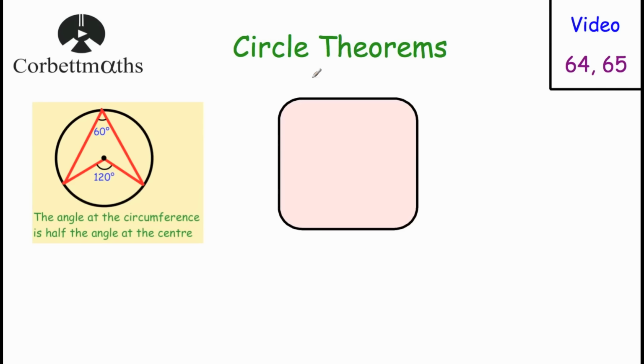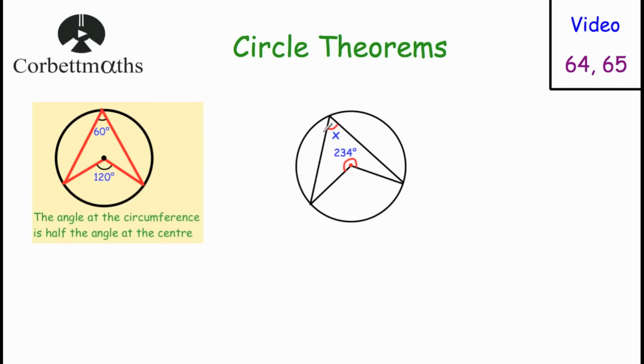Okay, let's have a look at one more question. So here we've got a circle and we've got the angle at the circumference, but we don't actually have the angle at the centre. We've got the angle inside of the shape here. So what we're going to do is take the 234 away from 360 to find the angle at the bottom. It has to be like this, where you've got the angle at the circumference and the angle at the centre. So if we do 360 subtract 234, that's equal to 126 degrees.